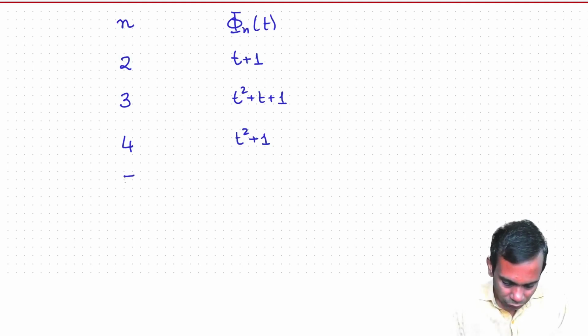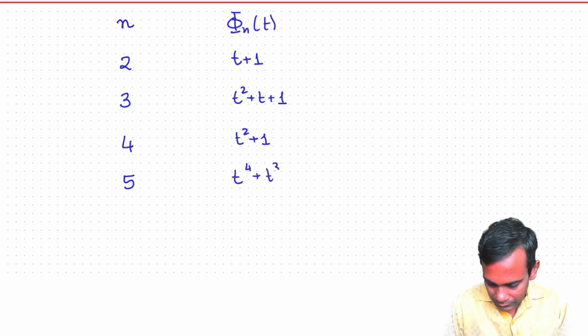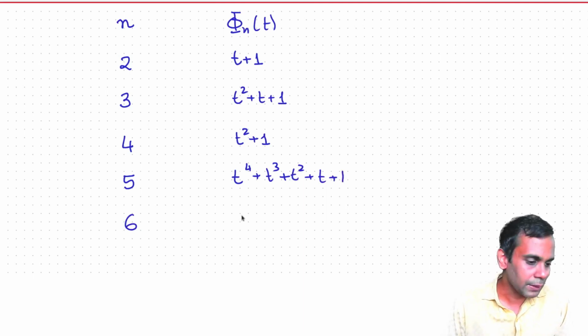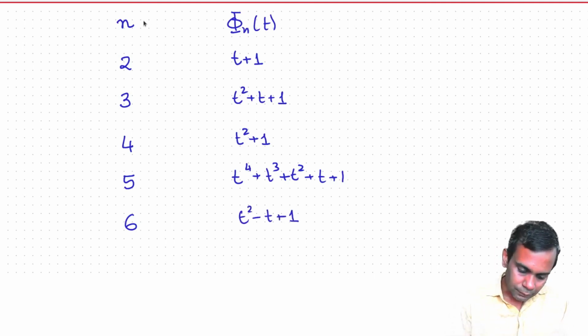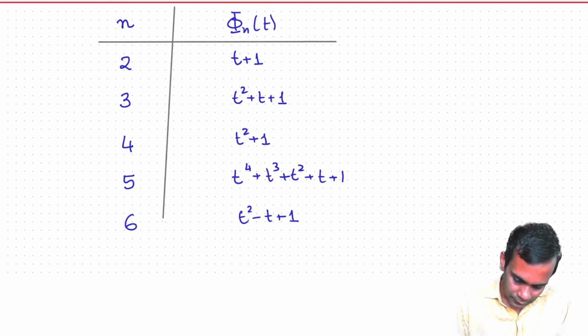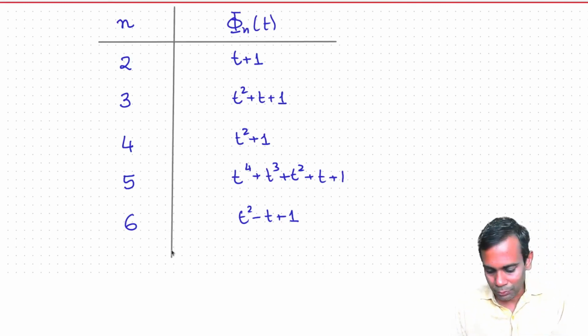And for ζ_5, it turns out that its irreducible polynomial is t⁴ + t³ + t² + t + 1. And for 6, it turns out that the polynomial is a bit smaller than the earlier cases. It turns out that it is t² − t + 1. So that's a few examples of cyclotomic polynomials. And in the next lecture, we'll try to compute some infinite families of cyclotomic polynomials.